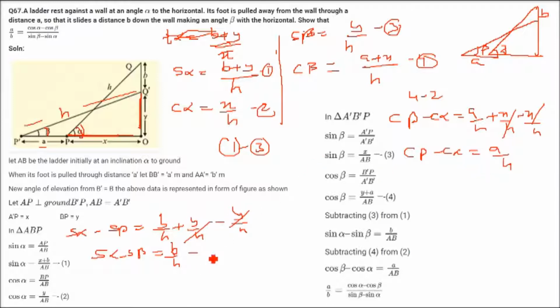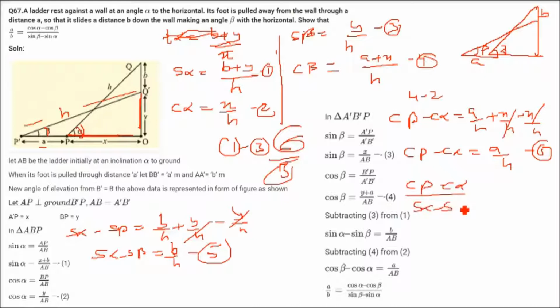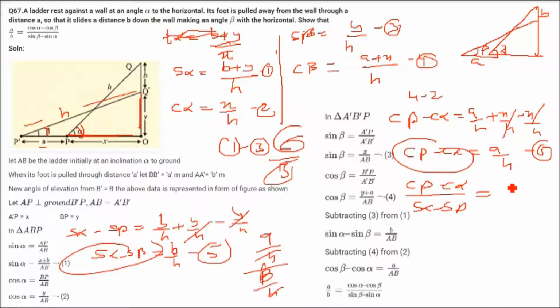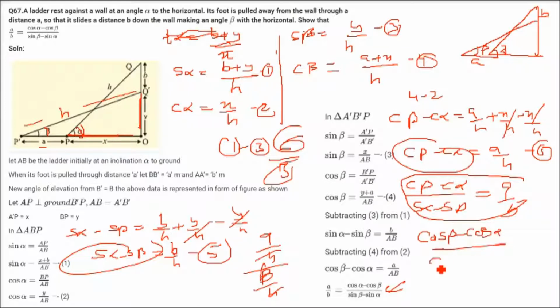Now, this is say 5 and this is 6. So what I'm going to do is divide these two, that is 6 by 5. So this is cos beta minus cos alpha by sin alpha minus sin beta, that is this one divided by this one. And this is going to be a by h divided by b by h. H gets cancelled, it will be a by b. And this is exactly what we wanted. So this is cos beta minus cos alpha by sin beta minus sin alpha equal to a by b.